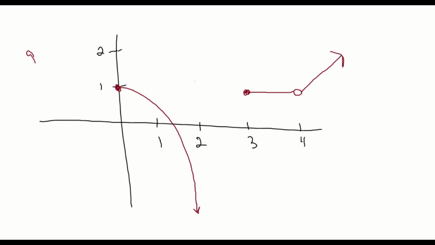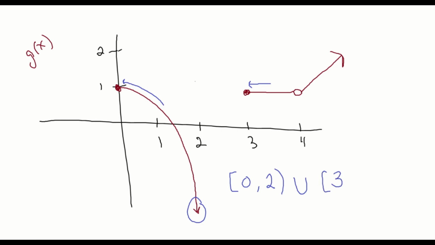Pause your video and describe the continuity of the function g of x. As we approach x equals 0 from the right, it is continuous. This part of the graph doesn't look like it ever reaches 2. And the same thing at x equals 3 from the right is continuous. And g is not defined at x equals 4.